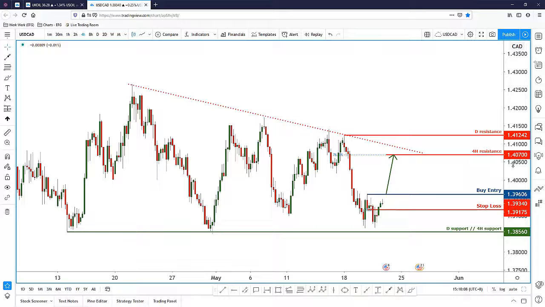Now if price breaks below the stop loss, I will actually take a short trade down towards the daily support. This is just to cover back the losses that I made over here. All right, so that's all for today's trade of the day. How to play a very simple descending triangle pattern intraday move.